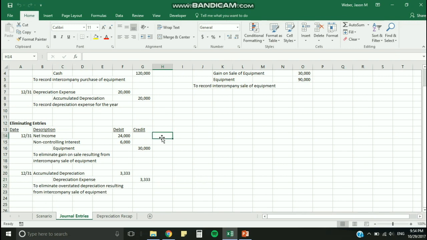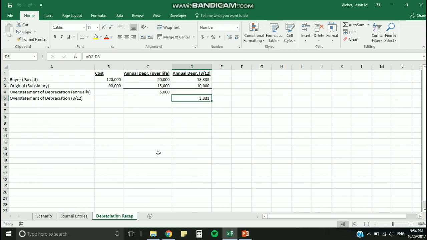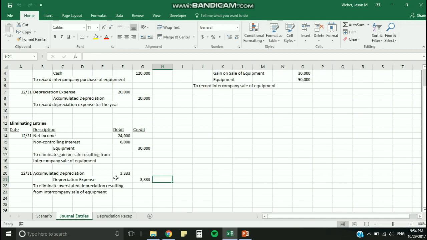Here in the eliminating entries section, let's look first at this entry for accumulated depreciation and depreciation expense. So remember from the Depreciation Recap tab that depreciation was overstated by $3,333. So here on the Journal Entries tab, to eliminate the overstated depreciation, we have to debit accumulated depreciation for $3,333, thus reducing it, and credit depreciation expense for $3,333, thus also reducing depreciation expense. And this eliminates the overstated depreciation resulting from the intercompany sale of equipment.